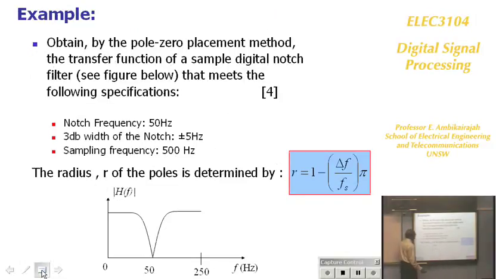There is an example here. I demonstrate this using an example. We want to use the pole zero placement method to derive a transfer function which gives a digital notch filter. Notching means removing a frequency. Like 50 hertz mains hum you want to remove, you need to pass the signal through a notch filter. Notching just takes out that energy, that particular frequency.